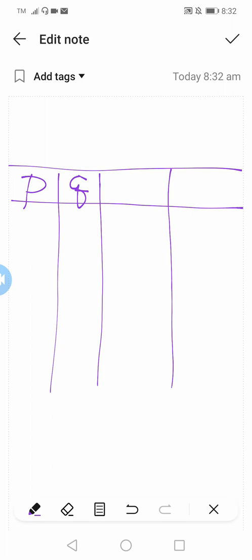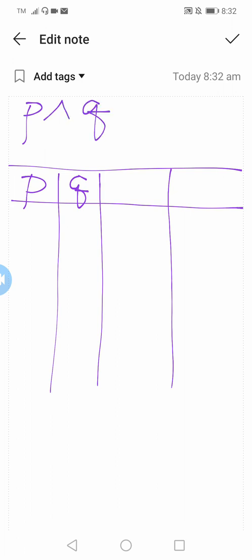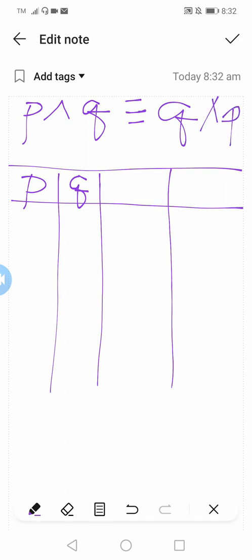Okay? Since we are talking about conjunction, we will deal with P and Q should be equivalent to Q and P. So this is what we are targeting to prove now. Does it hold? Does it have the commutative property? We need to show their truth values to be able to prove that this given connective holds the commutative property.